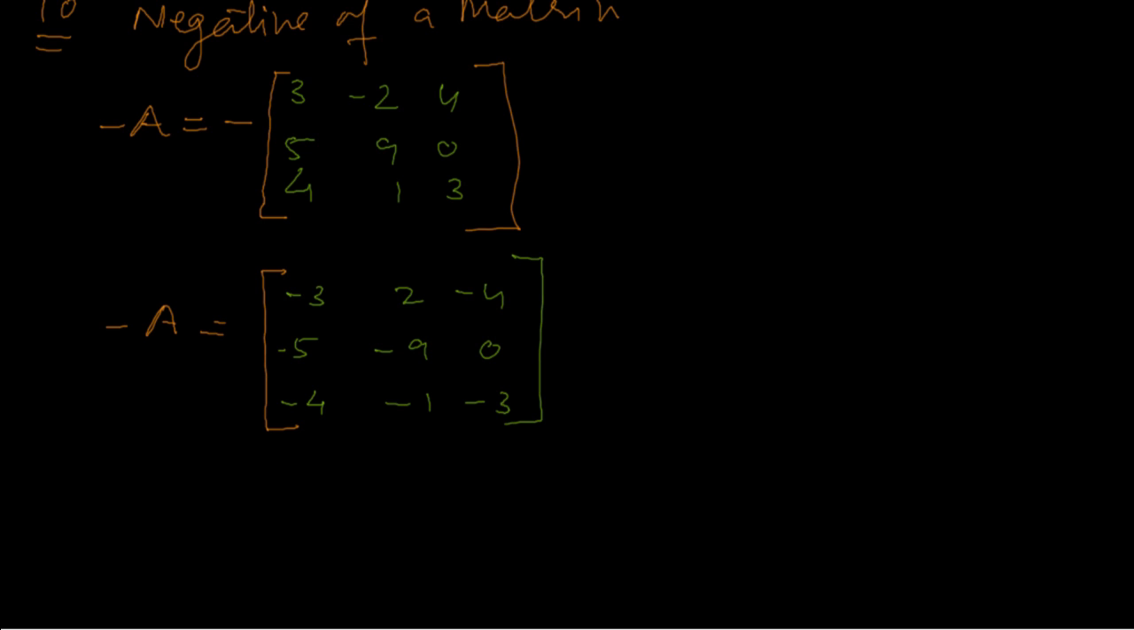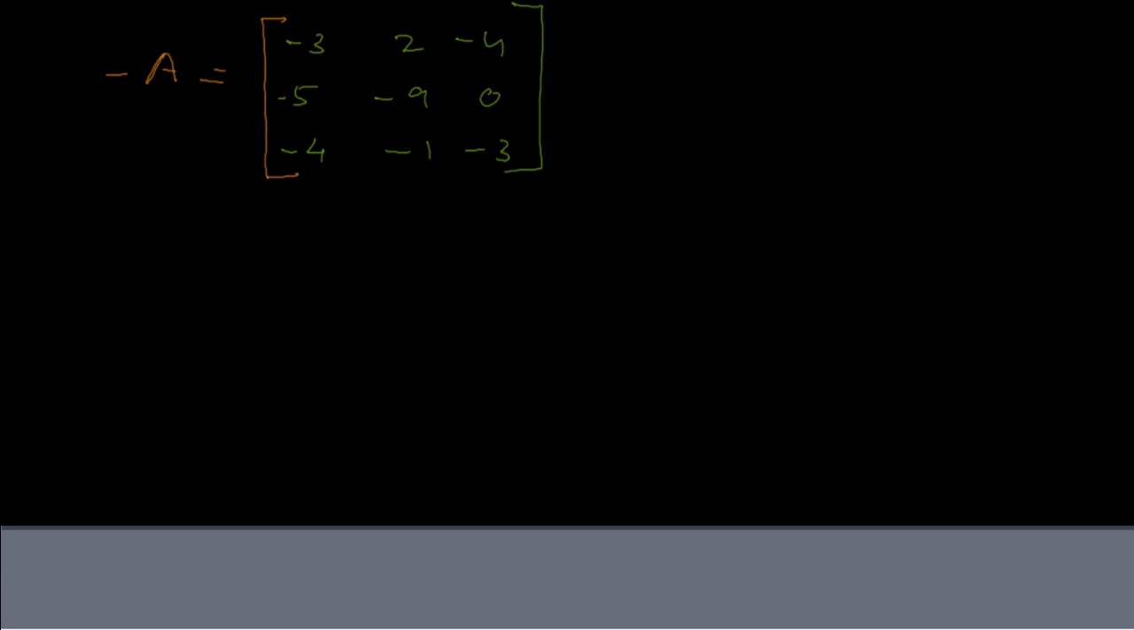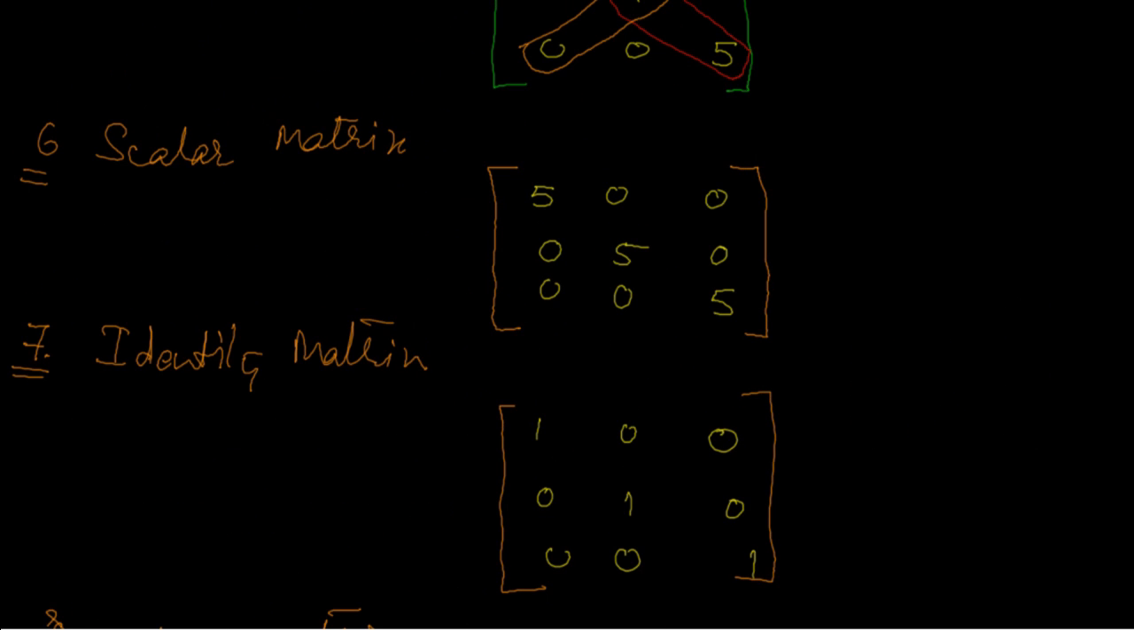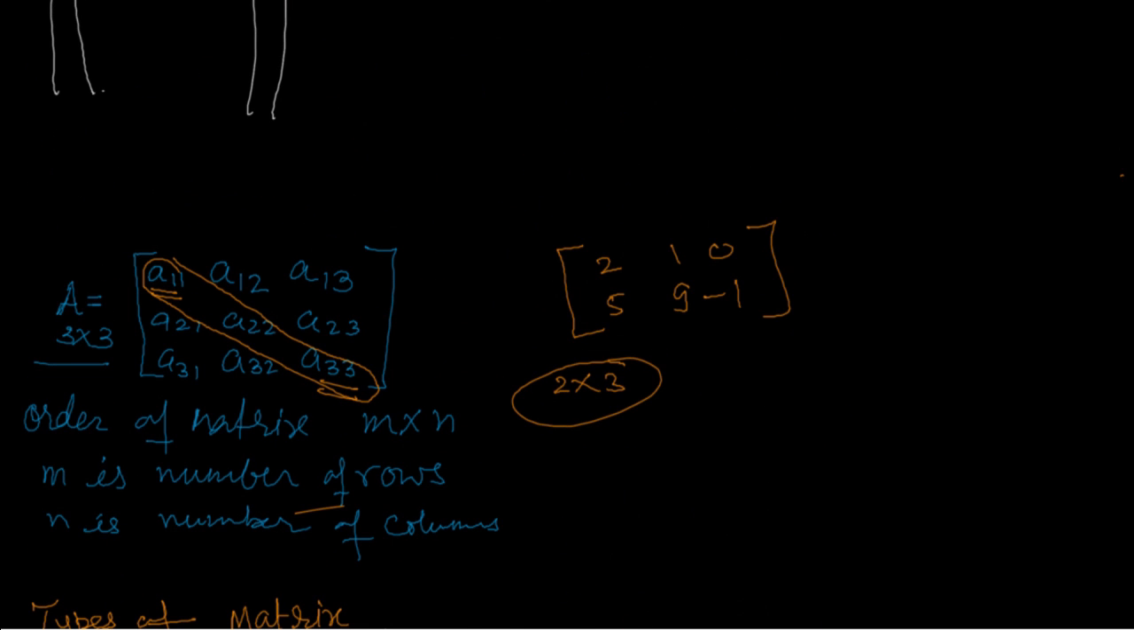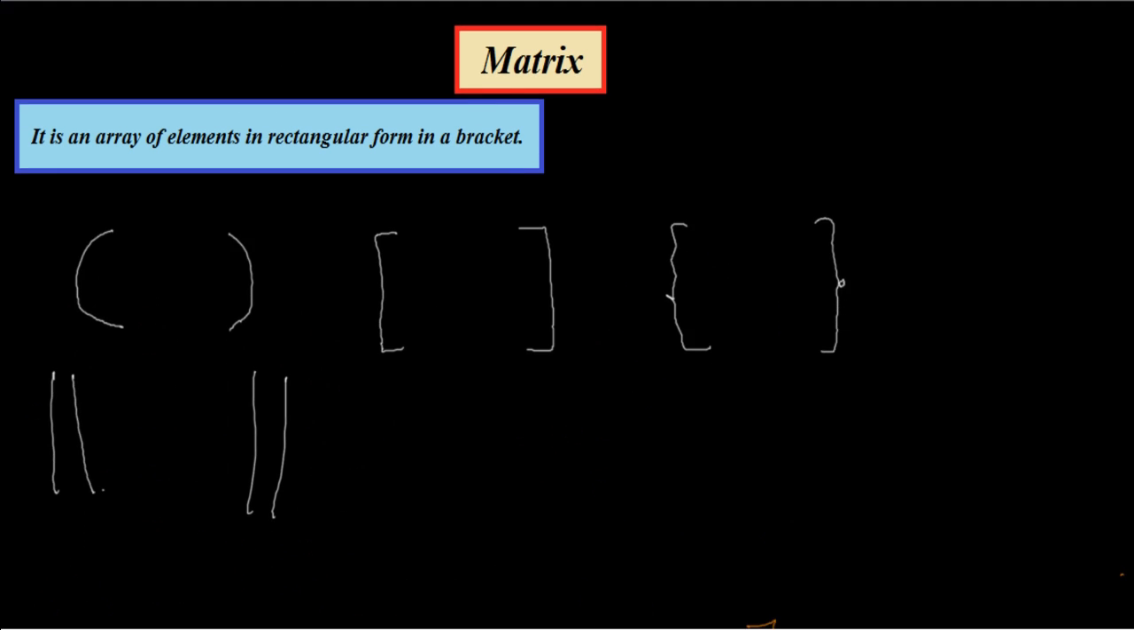So we have seen all of these: the negative of a matrix and the transpose of a matrix. Now I would like to tell you some operations of this. So some operations of this I would like to tell you. First we see some operations here.